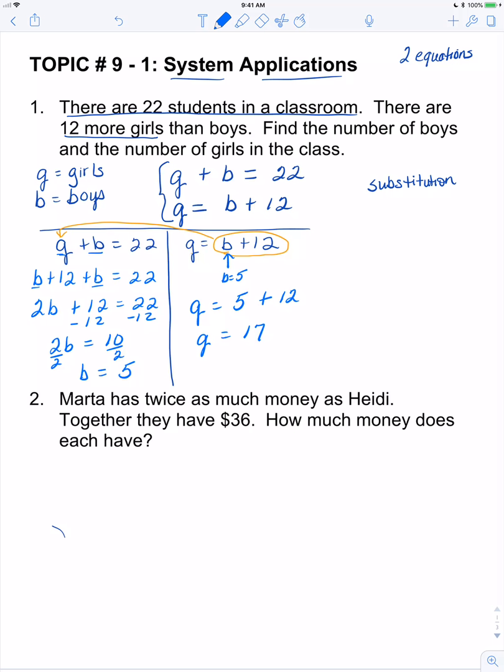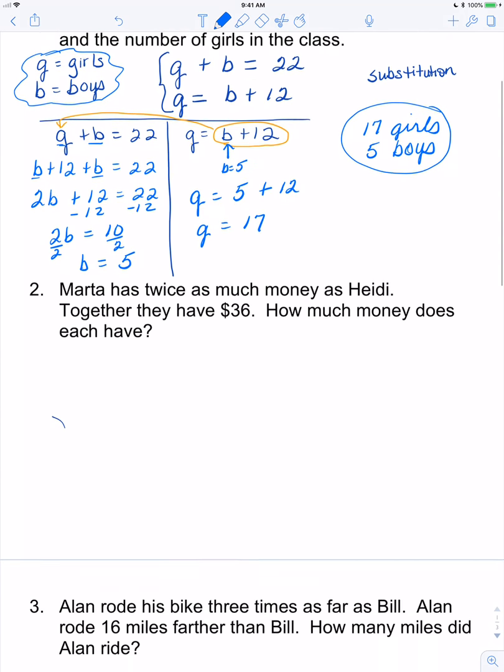Now, if you use X and Y, you can use any variables that you want to. Just make sure you define them over here so that we know which is which, or be sure to come over here to the side and write there are 17 girls and 5 boys in the class. And that's your answer. Let's go to another one.